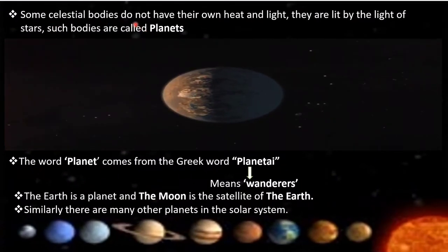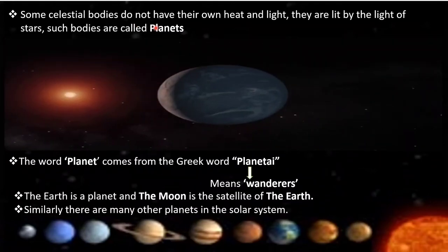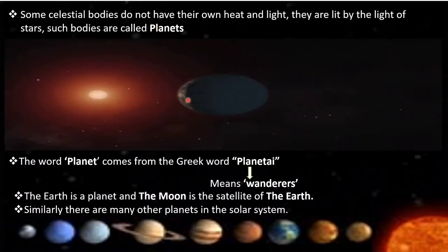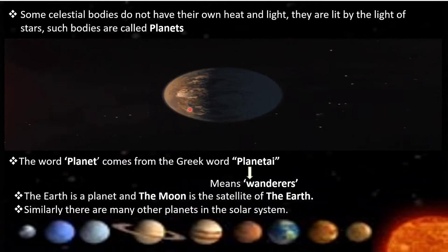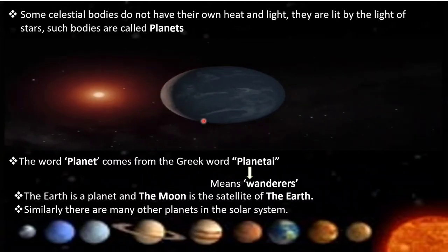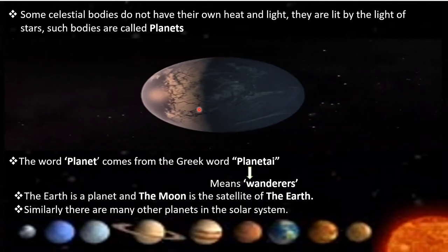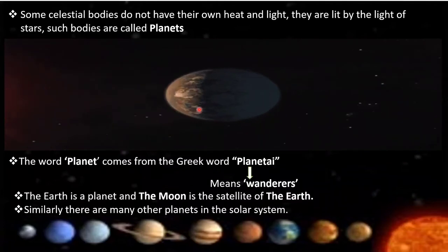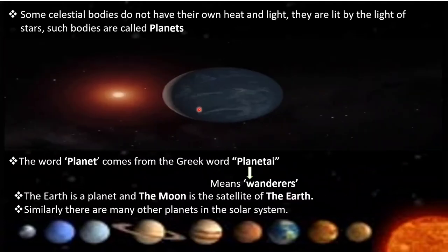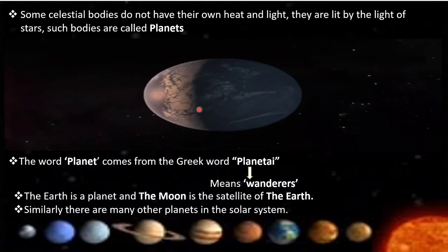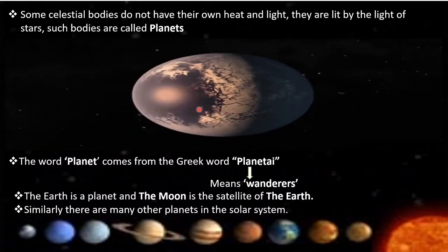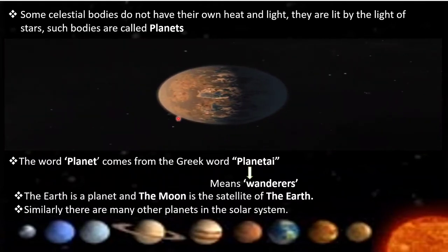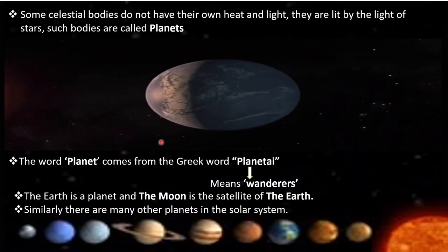There are some celestial bodies which do not have their own heat and light. They are lit by the light of the stars. Such bodies are called planets. Here you can see the planet is getting light from the sun, and that is why there is day and night occurring on the planet. These kinds of celestial bodies do not have their own heat and light. They get lit up by the stars. The sun is also a star, which is a big source of heat and light energy, so they get the light from the sun.